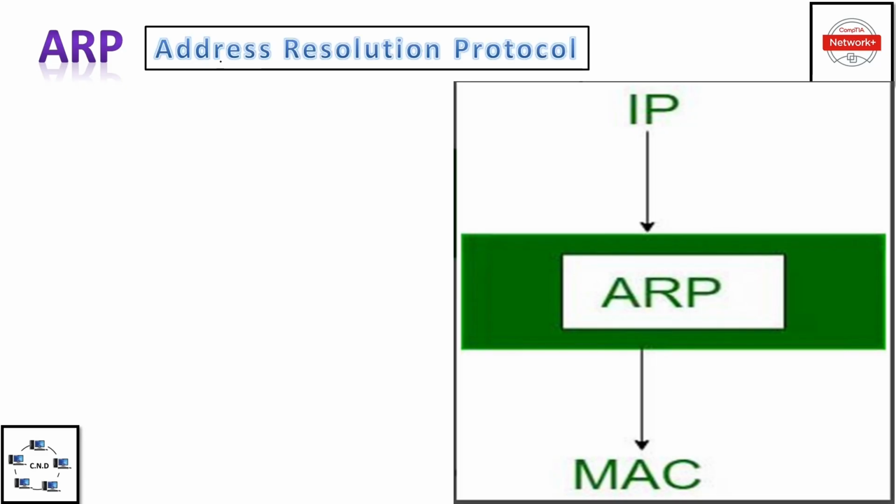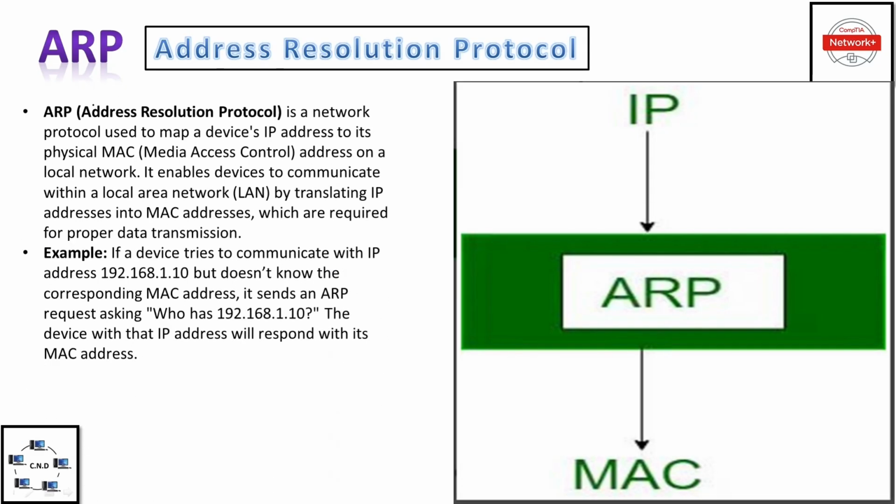ARP, that is Address Resolution Protocol. So ARP, Address Resolution Protocol, is a network protocol used to map a device's IP address to its physical MAC address, that is Media Access Control address, on a local network. It enables devices to communicate within a local area network, that is LAN, by translating IP addresses into MAC addresses, which are required for proper data transmission.